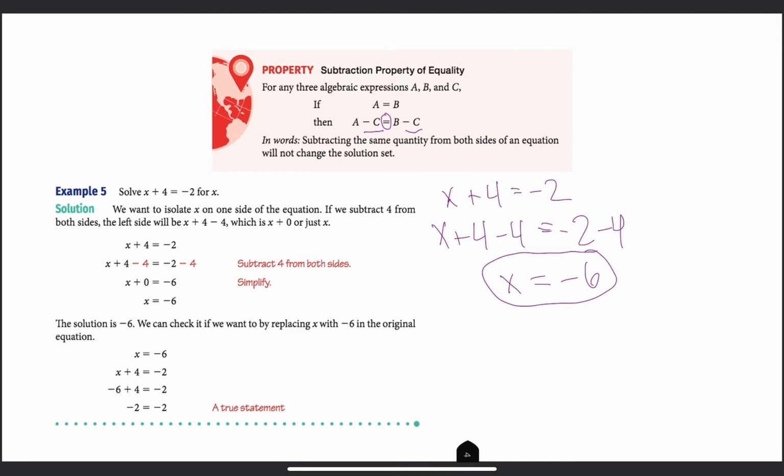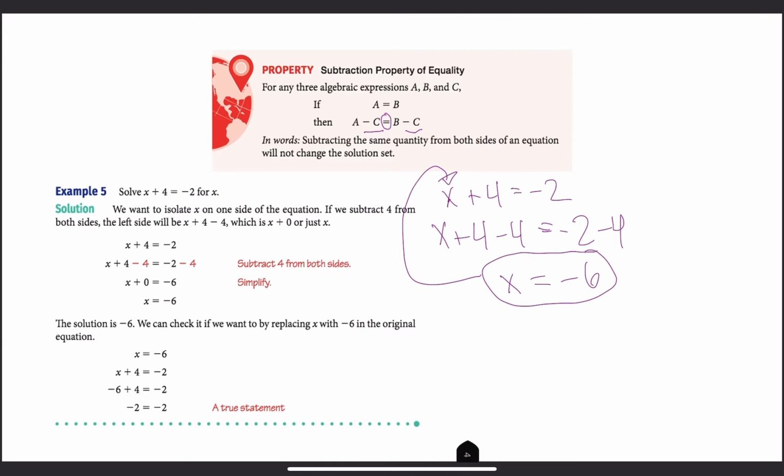How can I check it? I can take it and plug it in for my variable and see if I get a true statement. Do I have to do this every single problem? No, not necessarily. But I do have to practice it in this chapter because it's a key skill in solving equations and confirming that your solution is correct and knowing that you're right. It's the only way to know that you're right, really, is to plug it in and see if it works. And we want to be able to do it, especially on a test or whenever we're in doubt. And so that's why we're going to practice it now.